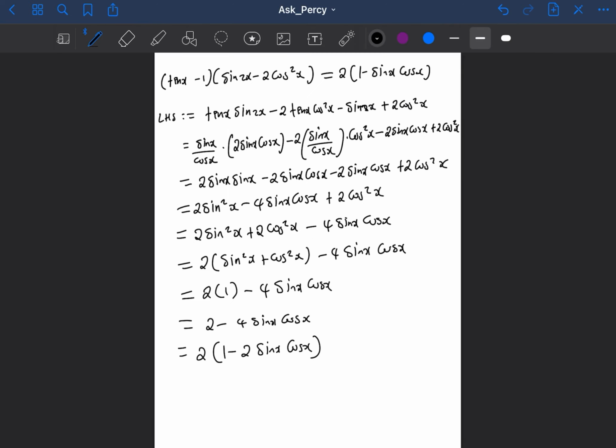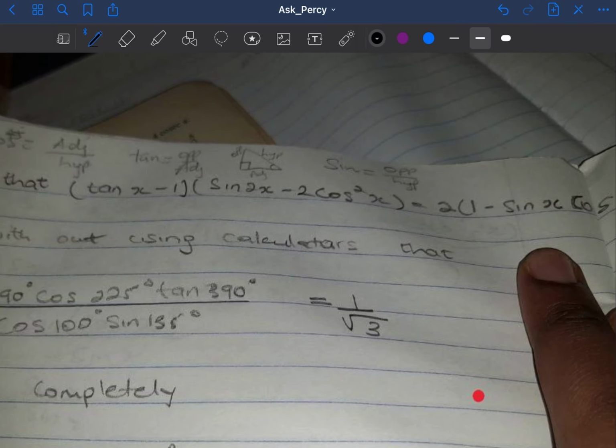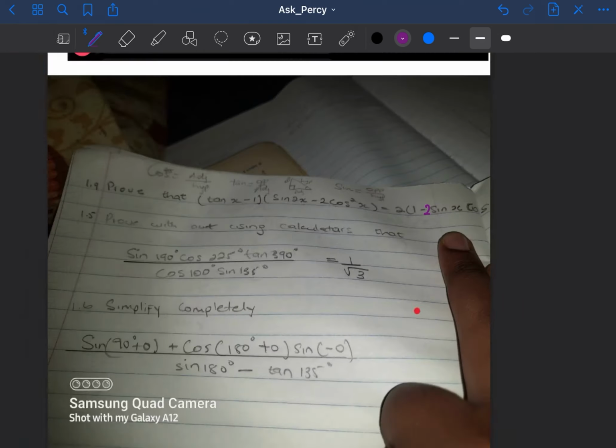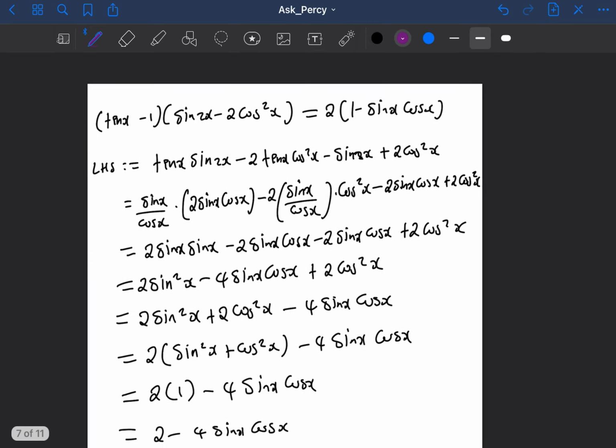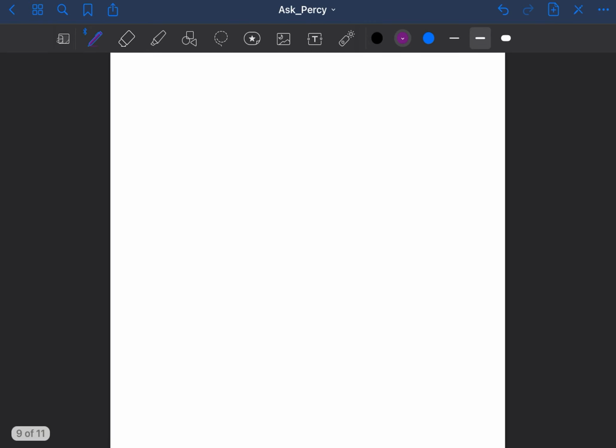All right, but the problem is this is not the same, right? This is what we got. This is what Boy Pedro wrote. Please, Boy Pedro, check if you didn't make a typo there. This was supposed to be 1 minus 2 sine x cos x. Okay, cool. Let's go to the next question.